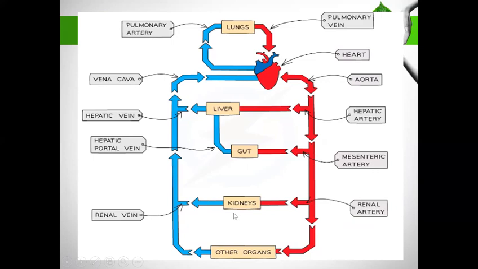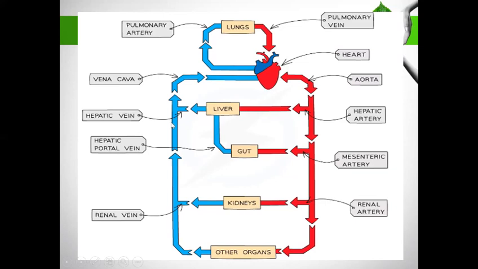On the other side, you can see that from the kidney, the renal vein is collecting the deoxygenated blood. The hepatic portal vein is also collecting deoxygenated blood from the gut, and the hepatic vein is collecting deoxygenated blood from the liver. And all these veins open into the vena cava. And there are two vena cava, as I've told you, the inferior vena cava and the superior vena cava.